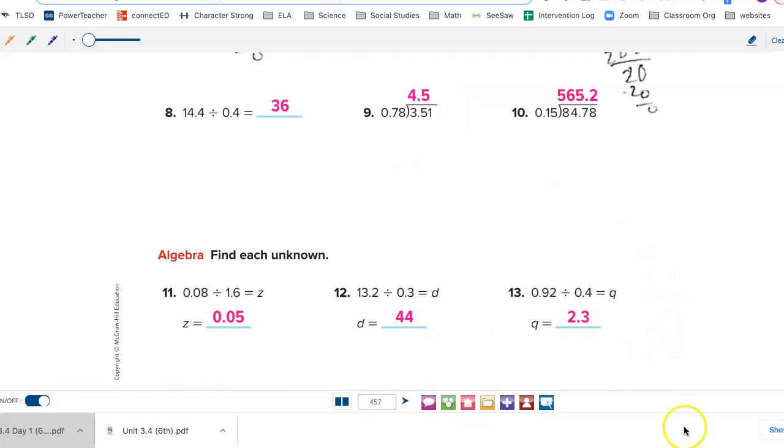If you got one wrong, maybe ask someone around you how they got it, if they got it right. If no one around you can figure it out, circle it, and maybe Mrs. Epler can help you, or maybe I can help you tomorrow.